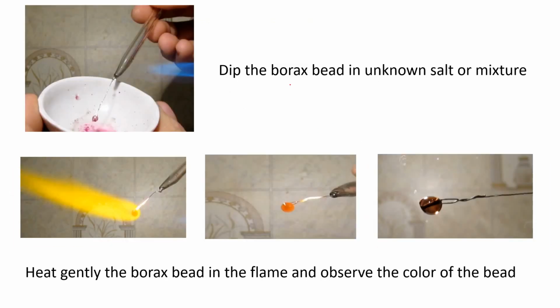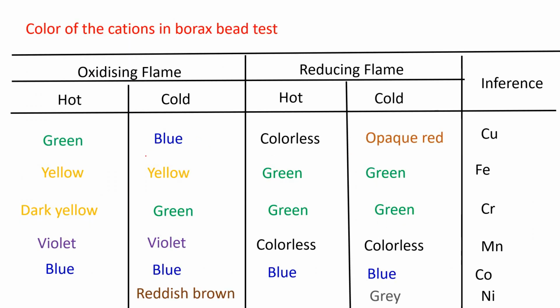So after strong heating, you will get this type of glassy bead. Then this bead, you have to dip it into the unknown salt and again heat it in the flame. Then gently you have to heat it, and you have to observe the color of the flame in the oxidizing flame as well as in the reducing flame. Now these are the table of this color of the borax bead in oxidizing flame and reducing flame of different transition metal cation. Okay.